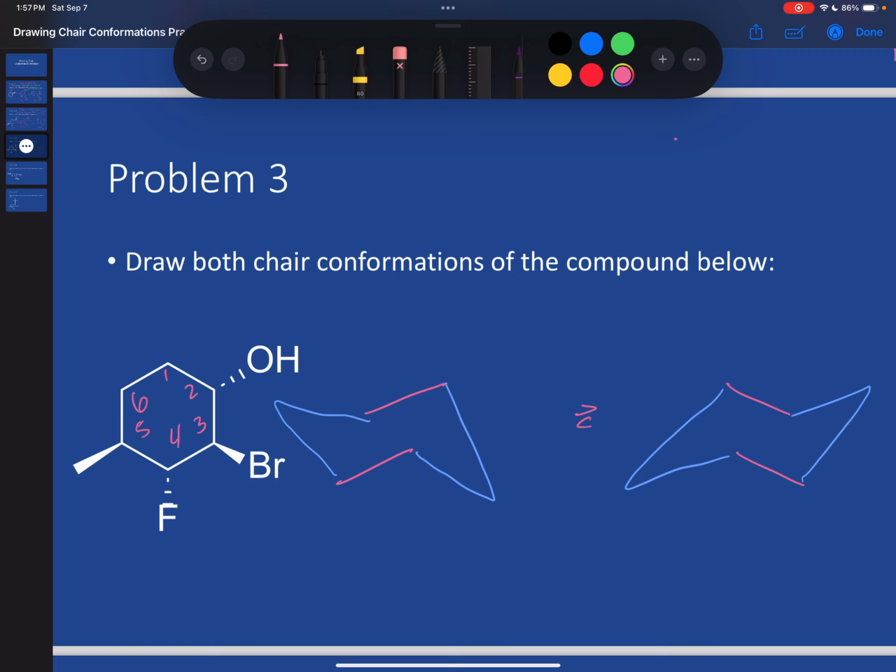All right, so if we look at this, I'm going to use my parallel lines. There we go. And then I have my other chair. So nothing on 1. On 2, I have my alcohol. Again, my wedge should be up, dashes should be down. So I have a dash, so this should be down. And if I look at 2, here would be my axial, and here's my equatorial. Well, the equatorial is what's actually down.